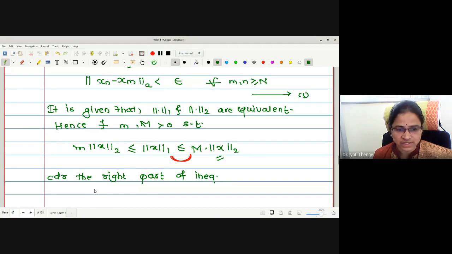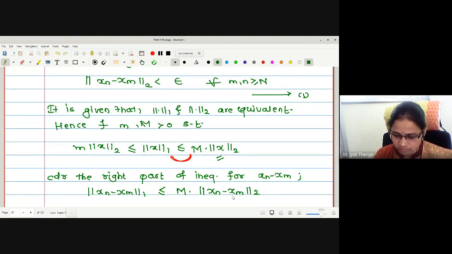Correct now? What is the right part? This one. And we were writing this for xn minus xm. Therefore, can I write norm 1 of xn minus xm is less than or equal to capital M into norm 2 of xn minus xm? Is that okay? Yes, ma'am.